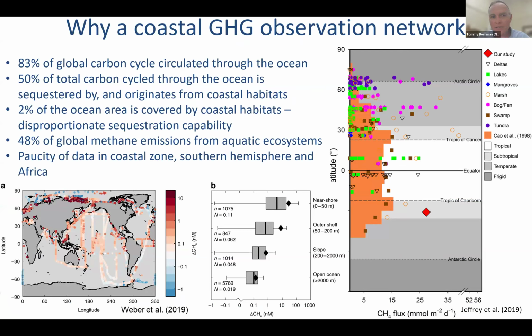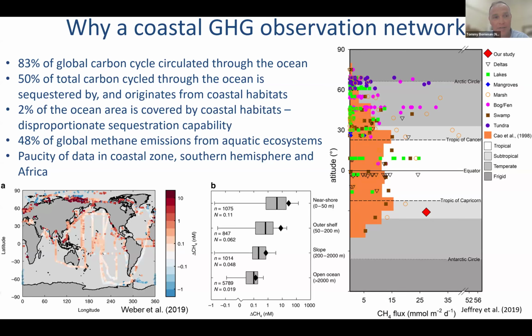So 83% of the global carbon cycle is circulated through the ocean, and of that, 50% is sequestered by and originates from coastal habitats. Yet coastal habitats only occupy about 2% of the ocean's surface, so they have a disproportionate sequestration capability.